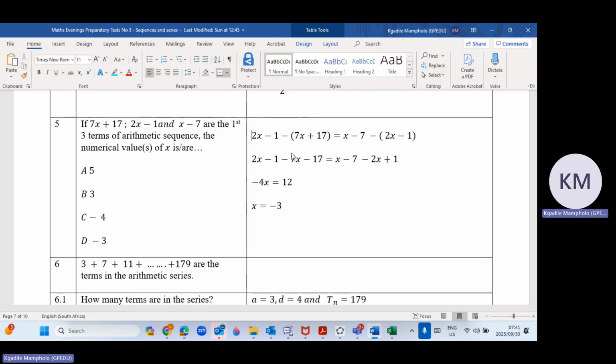We know that the property of an arithmetic sequence is that the second term minus the first term is equal to the third term minus the second term. When you simplify it here, you must say minus into brackets, because if you just say minus 7x plus 17, it's like you only subtract 7x. So you use brackets to show that you are subtracting the whole of the first term. So here we say x minus 7 minus (2x minus 1), then you simplify it, you get x as negative 3.